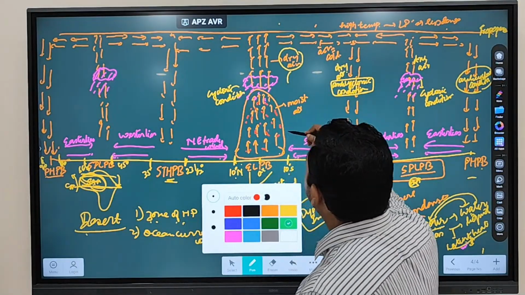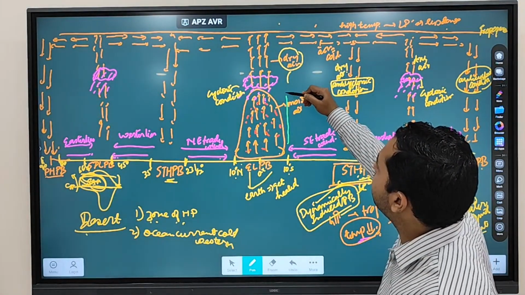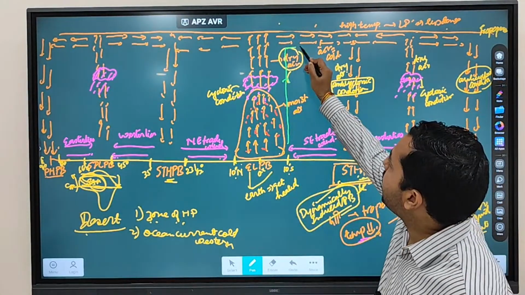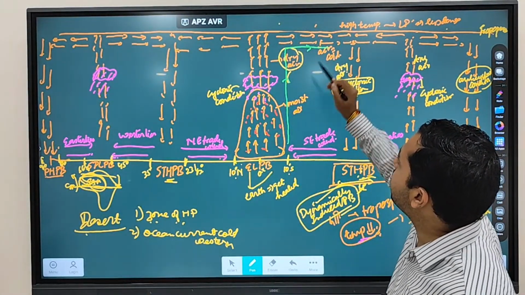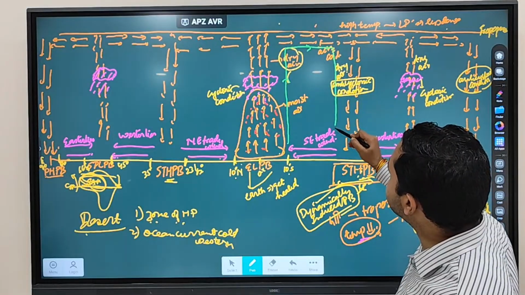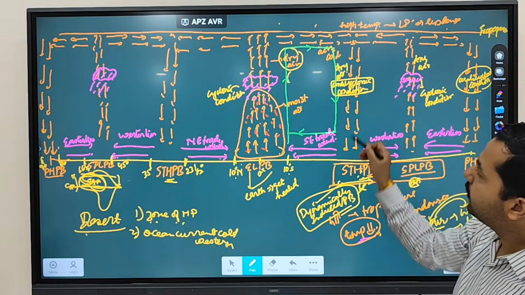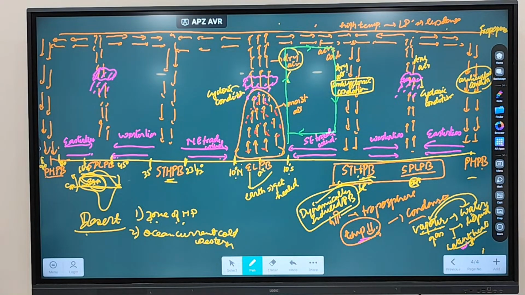you see from here the air is rising up. This is how the air is rising up. Then air is diverging in which direction? This direction. Air is then subsiding and then moving like this. Clear? So it is making what? It is making a complete circulation.